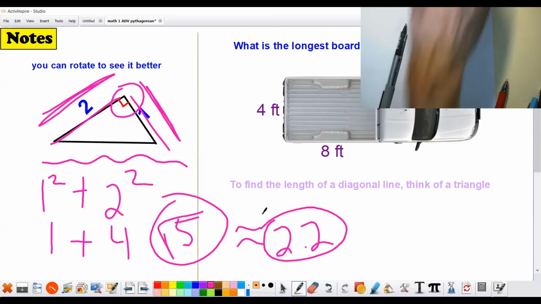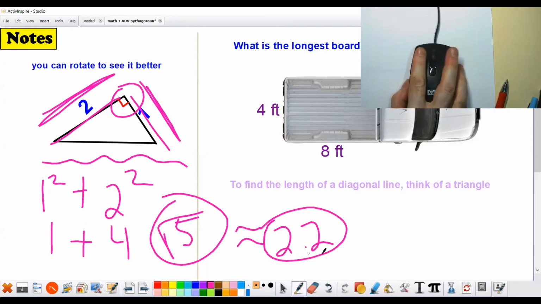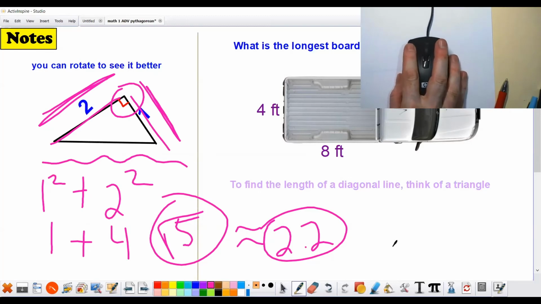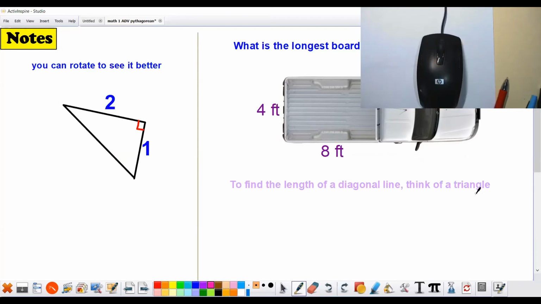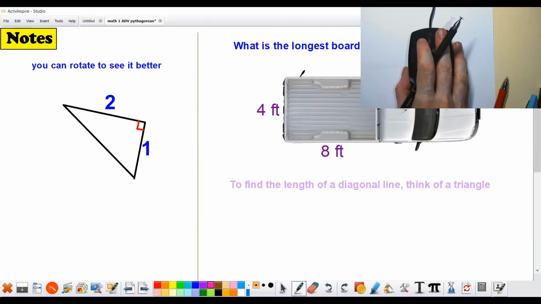So here it is in real life. I use this all the time. People use it all the time. That's why it's such a famous rule. Look at this truck. This truck is 8 foot long. This is a standard full-size truck like you see the workers using. It's designed so that you can put a piece of plywood in there that's 4 foot by 8. This isn't exact. I just rounded it off. It's actually a little bigger than 4 feet.